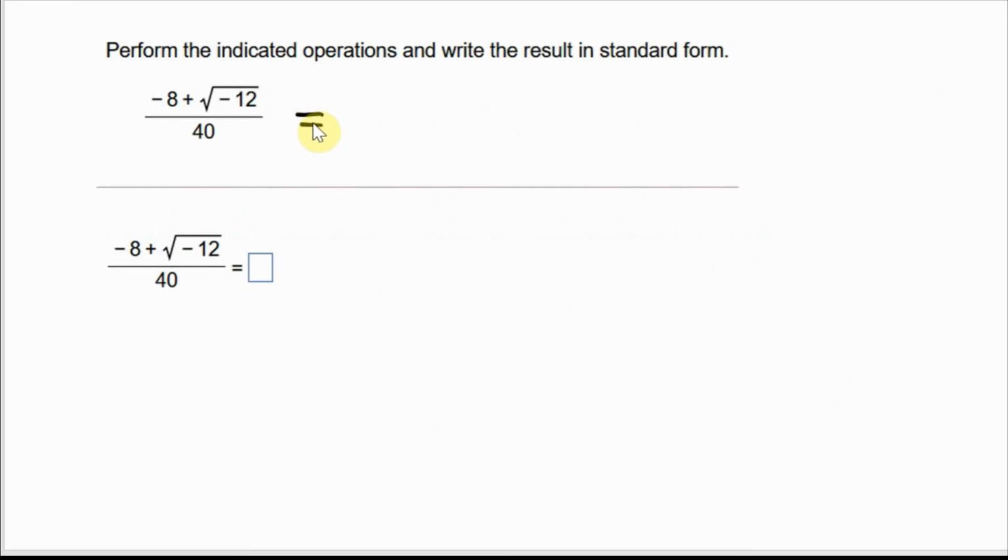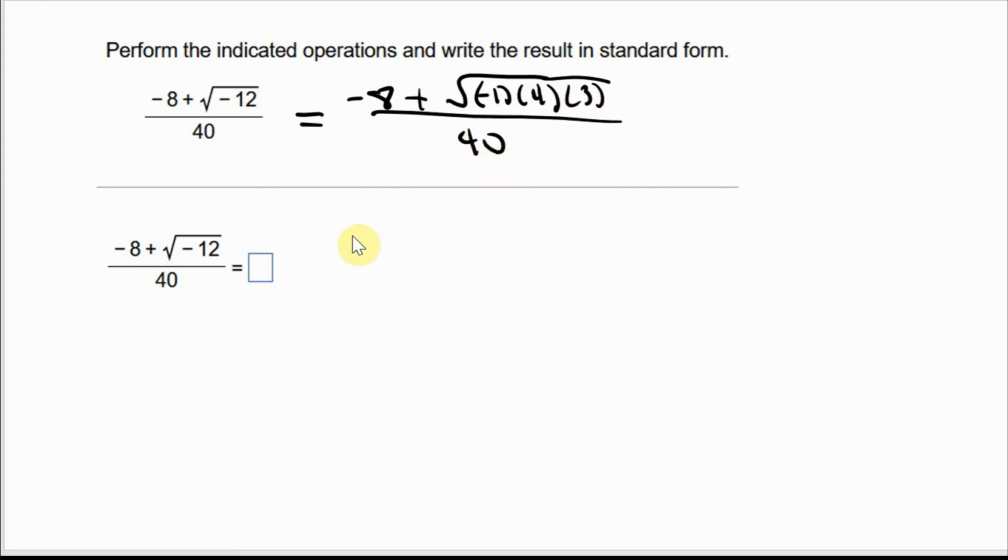Okay, more of the same. We're going to simplify this. This is minus 8 plus, we can take out an i, but let's just work out and see what's in there. This is a negative 1, and then it's a 4, and then a 3, all over 40. So that's a negative 8 plus, that's the square root of negative 1 is an i on the outside. The square root of 4 is just 2 times the square root of 3. Can't break the square root of 3 down, all over 40.